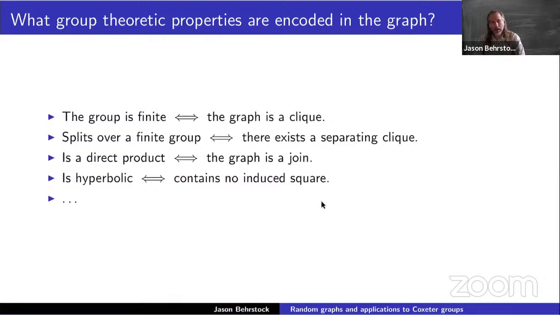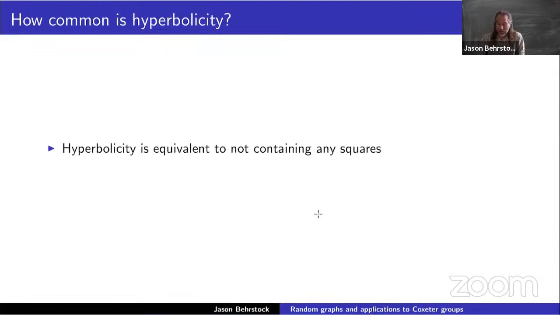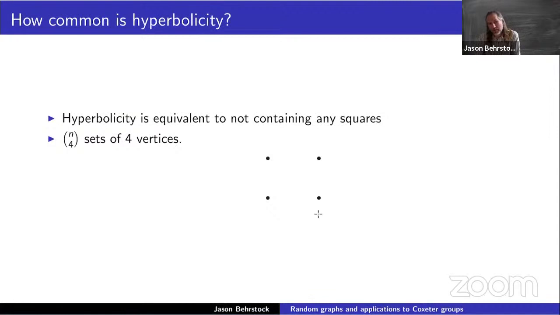So in the model that we're thinking about now, we can study how common hyperbolicity is. We have the criterion for hyperbolicity due to Moussong: hyperbolicity is equivalent to not containing any squares. So how do we figure out how common it is? Well, how many squares are there?